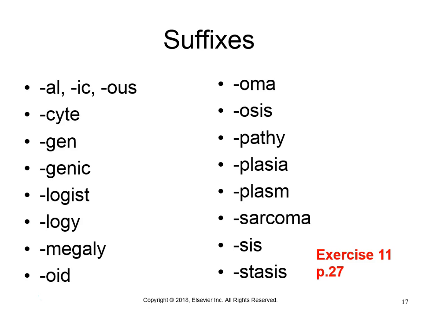Megaly, you see that there's mega in there. I always think mega is huge. Megaly means that it is an enlargement of some kind. Oid means that it looks like something or resembles it. So a fibroid, for example, would be resembling or looking like fibers. Oma, we're going to see a lot. It means tumor. It doesn't necessarily mean cancerous, but that's oftentimes what it's associated with.